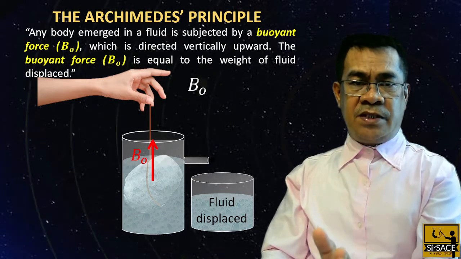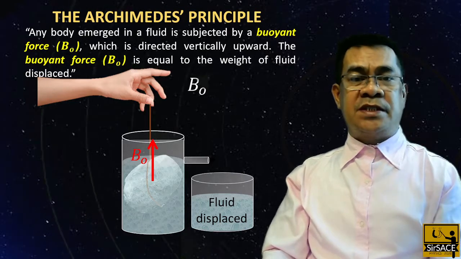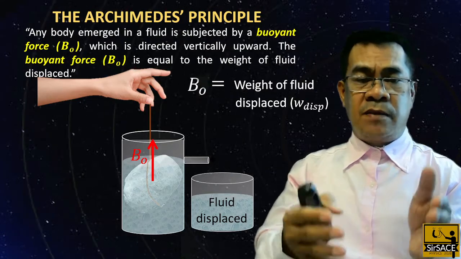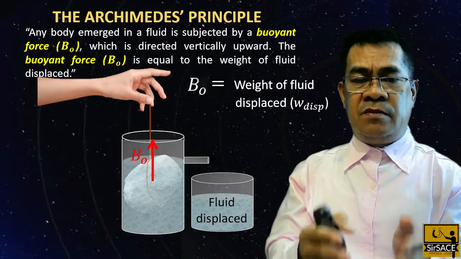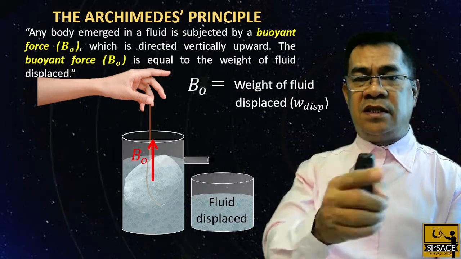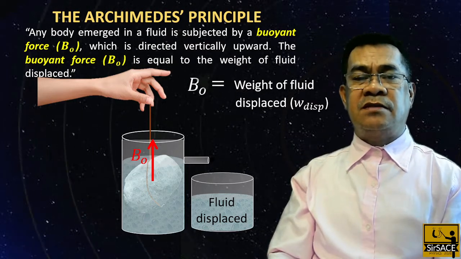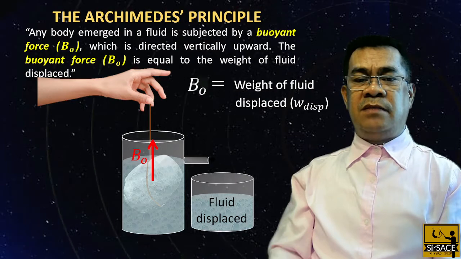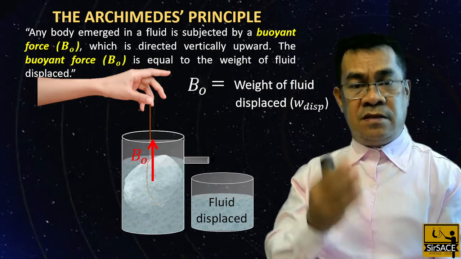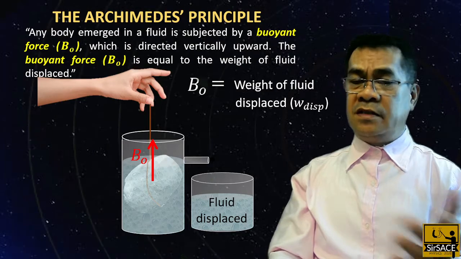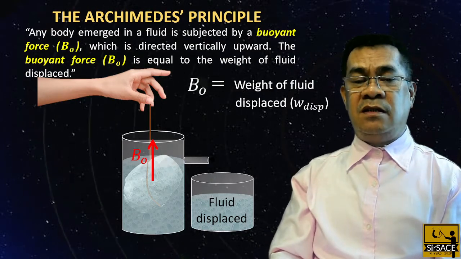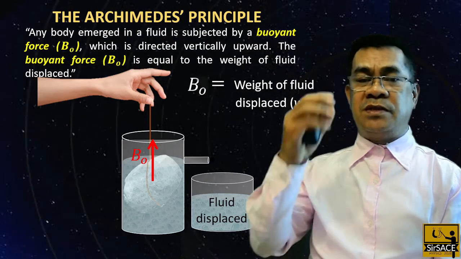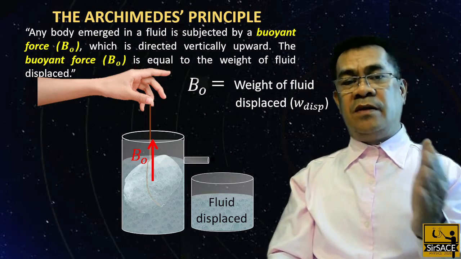Remember, the force is upward, and the amount of force, take note, is the same as the weight of the fluid displaced. Meaning, if you measure the weight of the fluid displaced, that weight is the same as the buoyant force. The greater the weight, the greater the buoyant force. The greater the volume displaced, the greater the buoyant force. Another thing, the greater the density of that fluid, the greater the buoyant force. Why? Because the weight is directly proportional to the volume and its density.